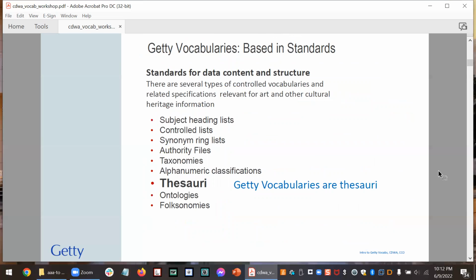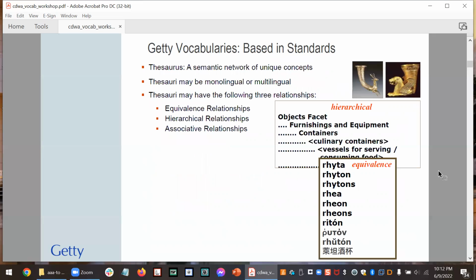The Getty vocabularies live in this world of standards for data content and structure for terminology, including subject headings and controlled lists, etc. The Getty vocabularies are thesauri. They're at the bottom of the list among the more complex of the vocabularies. And here are the relationships that make them a thesaurus.